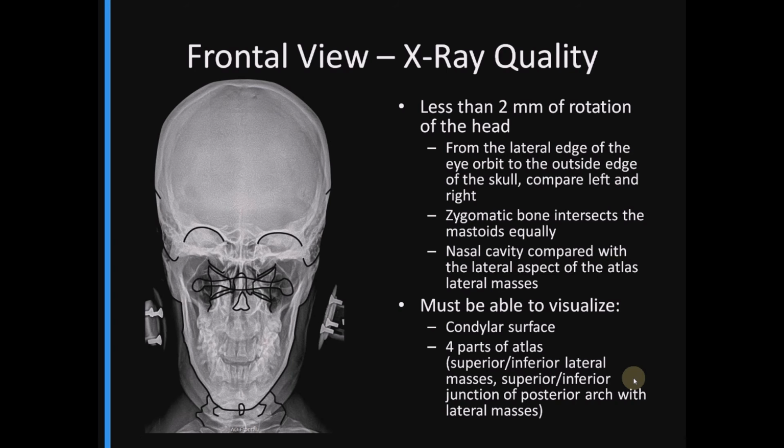We discussed the X-ray quality: not having any more than 2 millimeters of rotation of the head, the eye orbit assessment, heading out, and the zygomatic connection to the mastoids. The nasal cavity was our least reliable because remember that's a skull nasal cavity compared to the C1 vertebrae, so it's our only feature we mentioned that is not a skull-to-skull reference.